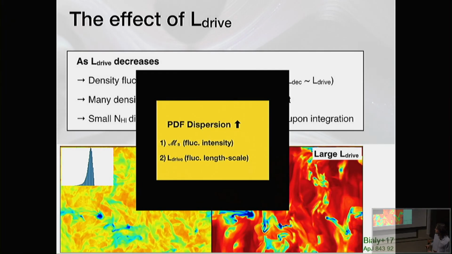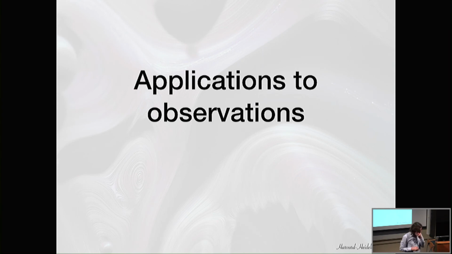So to summarize this, the PDF dispersion of the column density of H1, and we also find the same trend for other species, not just H1, all these ArH+, OH+ that I mentioned, is becoming wider and wider as you increase the Mach number, because the fluctuation intensity rises, and it becomes larger as you increase the driving scale, because the fluctuations are more coherent along the line of sight. Okay, now let's apply this to observations. I didn't show maps of the other species, but we have them as well, and it's basically the same idea.